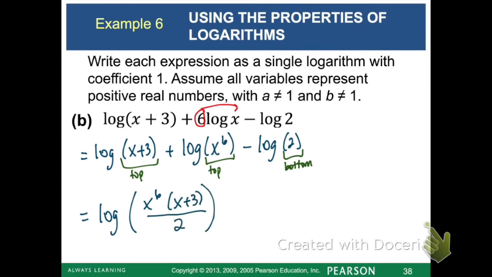I don't think MyMathLab will make you distribute the x plus 3, but if you did, you would have x to the 7th plus 3x to the 6th. So I think it's fine how it is, and that's your final answer.